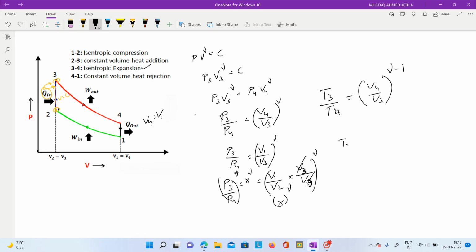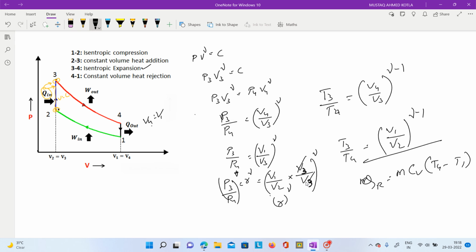Similarly, here T3 by T4 equals (V4 by V3) whole power gamma minus 1, where V4 equals V1 and V3 equals V2, right? Completed. And here heat rejection is also there. Q rejection equals m Cv (T4 minus T1). Cv equals 0.718.